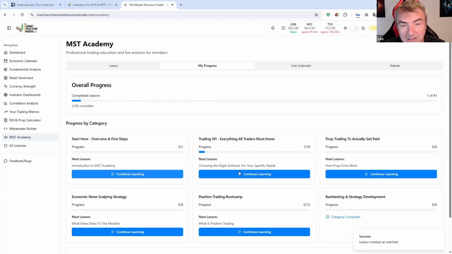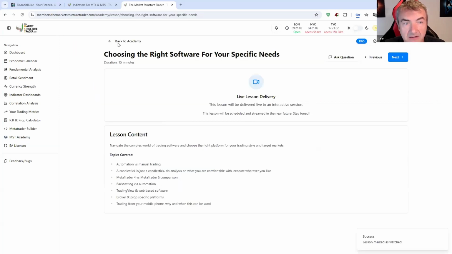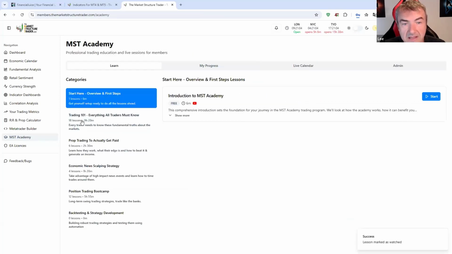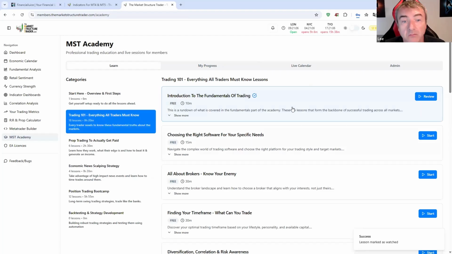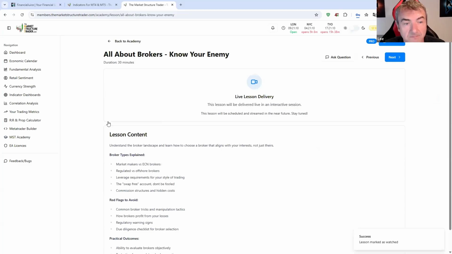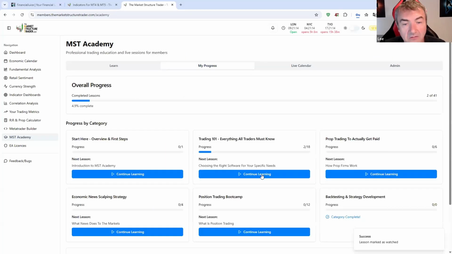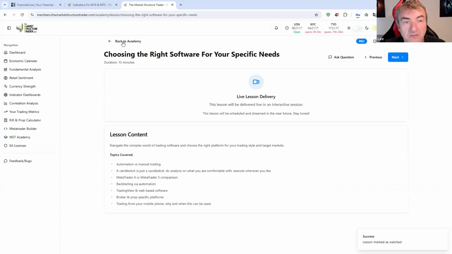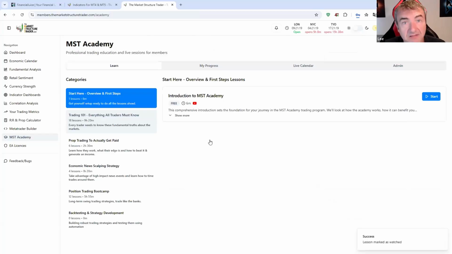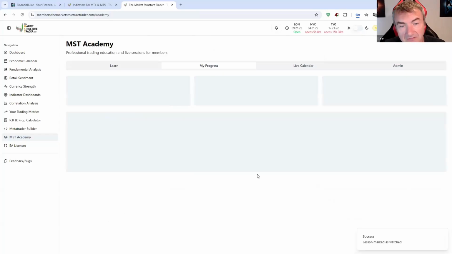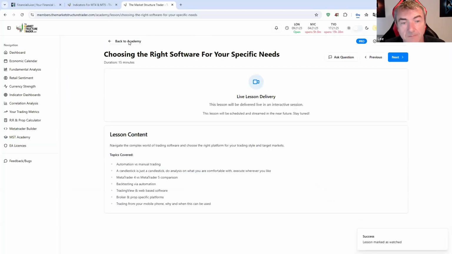So if I now go into here and go back to there, you can see that's highlighted in blue, which means I've watched it. If you go down here and watch that one, and you watch them out of order, you can see that those two are watched. Go into my progress. When you continue learning, it will take you to the one that you haven't watched. So this one here. This is the best way to do it. Just click that and it will take you to the next available one.